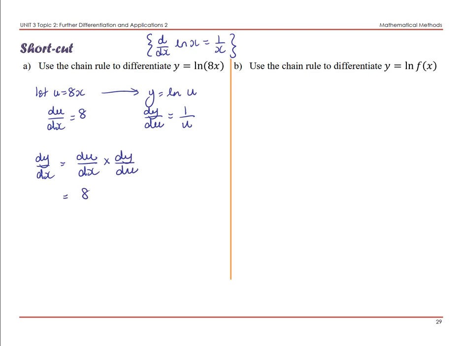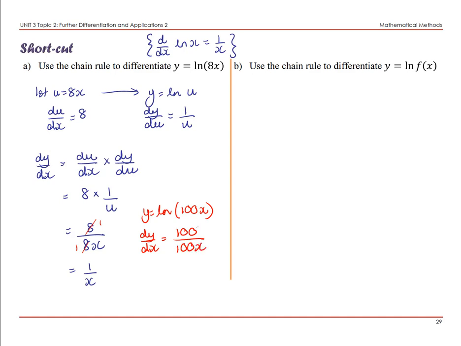Substitute what you've got, so you've got 8 multiplied by 1 over u, which is 8 over, your u is 8x. Now note, the 8s cancel, so that gives you 1 over x. Now note, that's going to happen all the time. If you've got y equals ln of 100x, your dy dx is the derivative of the function, so 100 all over 100x. Hundreds cancel, you're left with 1 over x.